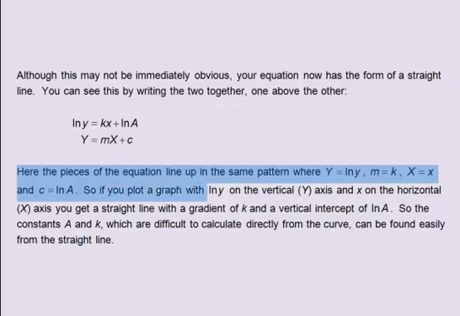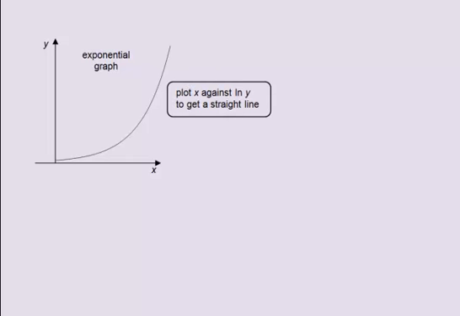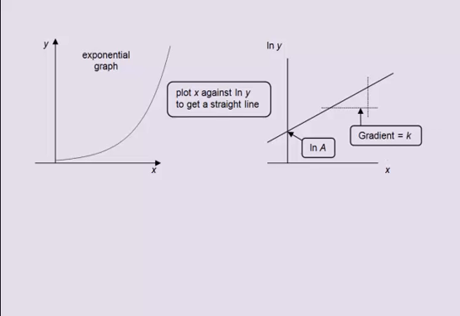So, if you plot a graph with the natural logarithm of lowercase y on the vertical, capital Y, axis, and lowercase x on the horizontal, capital X, axis, you get a straight line with a gradient of k and a vertical intercept of the natural logarithm of a. So the constants a and k, which are difficult to calculate directly from the curve, can be found easily from the straight line. So, plotting your exponential graph, then plotting x against the logarithm of y, you get a straight line with an intercept of the natural logarithm of a and a gradient of k.